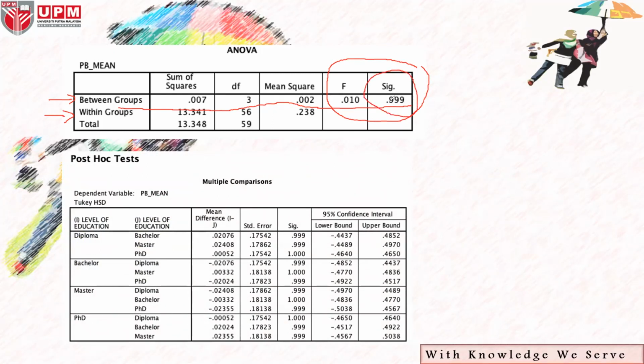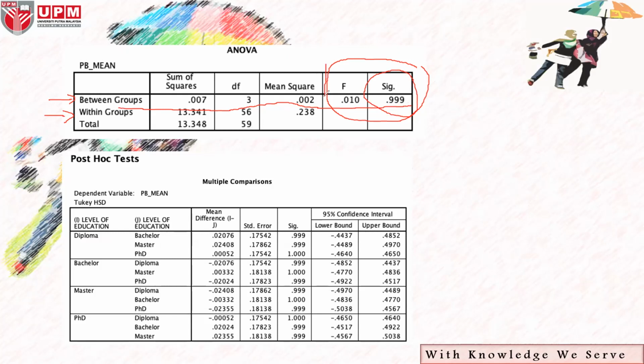So in this case, since the significant value 0.999 is larger than alpha 0.05, the result is not significant. No significant difference. Since the significant F value 0.999 is larger than alpha 0.05, there is no significant difference.